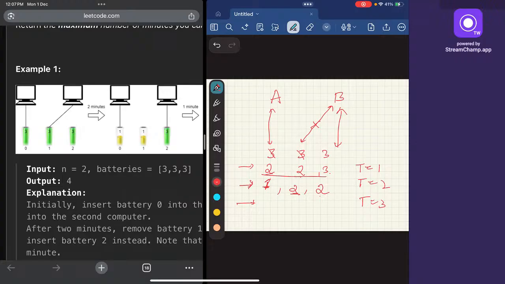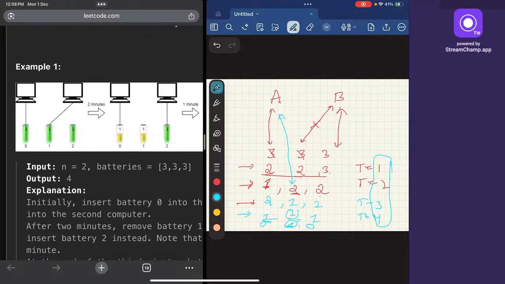Now I will swap battery 1 with the middle one. So I will get 2, 1, 2, and I will run for T3. Then at T3 the batteries will depreciate by 1 each. Now at T4, whatever I do, I cannot run more than that, right? There are no possible swaps that will make the time go beyond 4. I will run for T4, the batteries will decrease by 1, and this battery is not used, so it will stay the same. So I run successfully for 4 minutes.